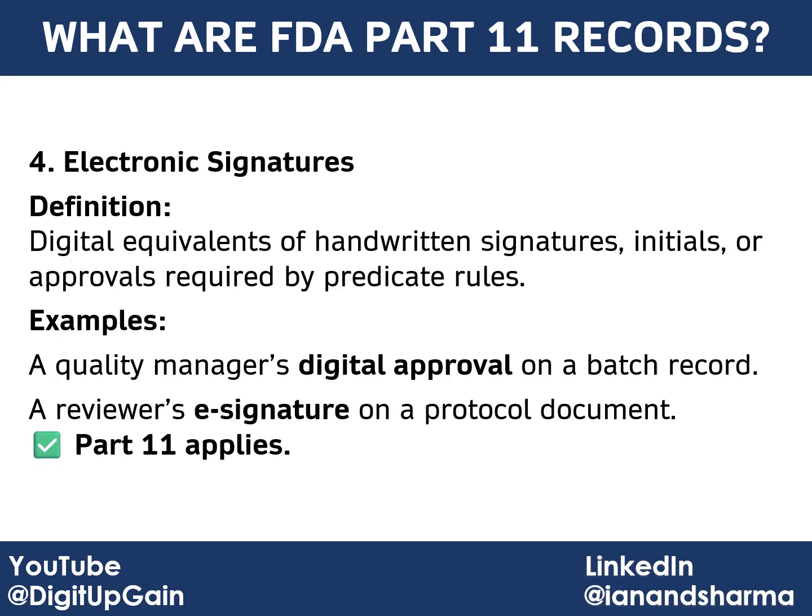The last in the list, category 4, electronic signatures that act like handwritten signatures and can be used to perform approval, review, or verification required by the rules are covered under Part 11. If an employee signs off electronically to approve a document, Part 11 applies to the signature. For example, Part 11 applies to a quality manager's digital approval on a batch record, or a reviewer's electronic signature on a protocol document.